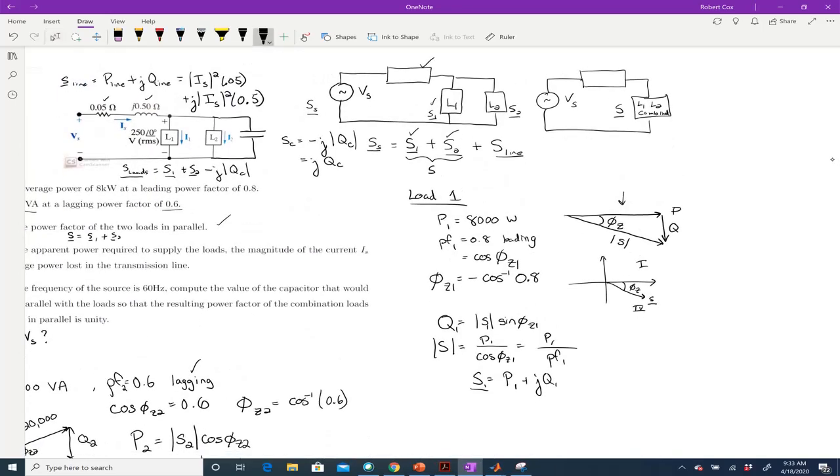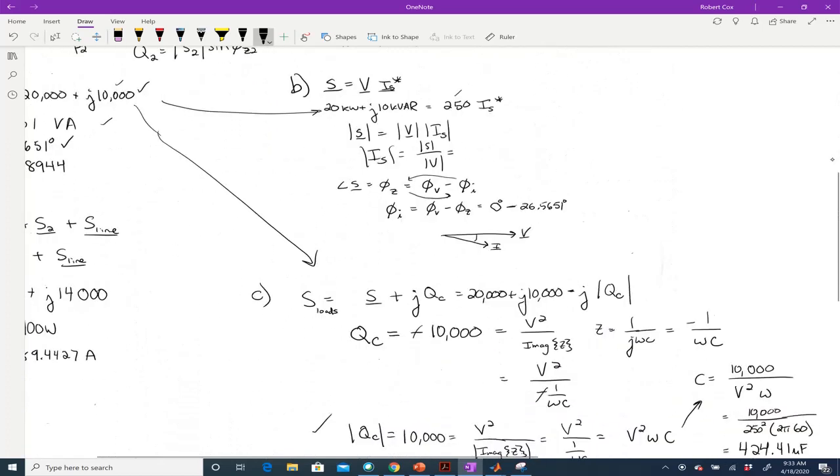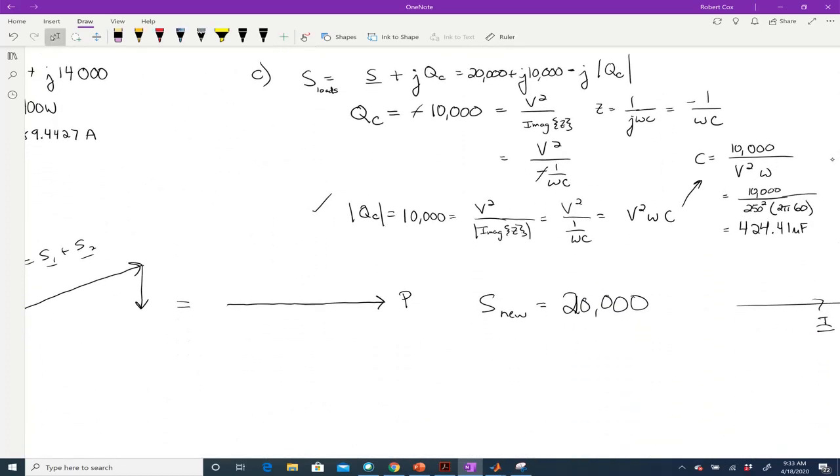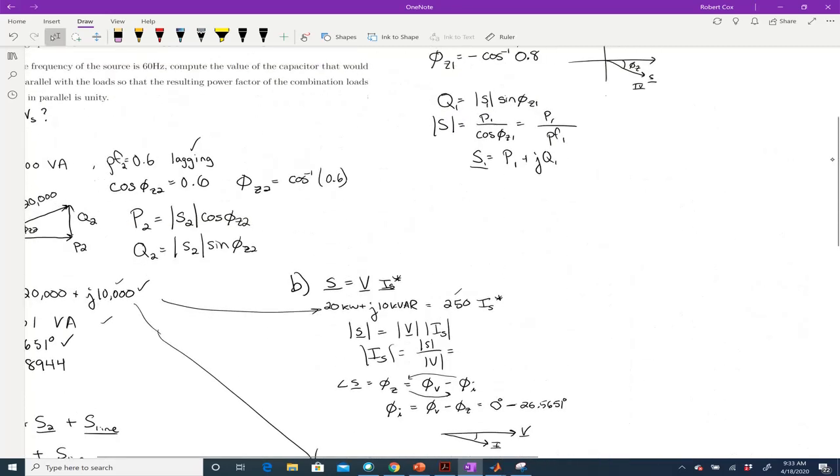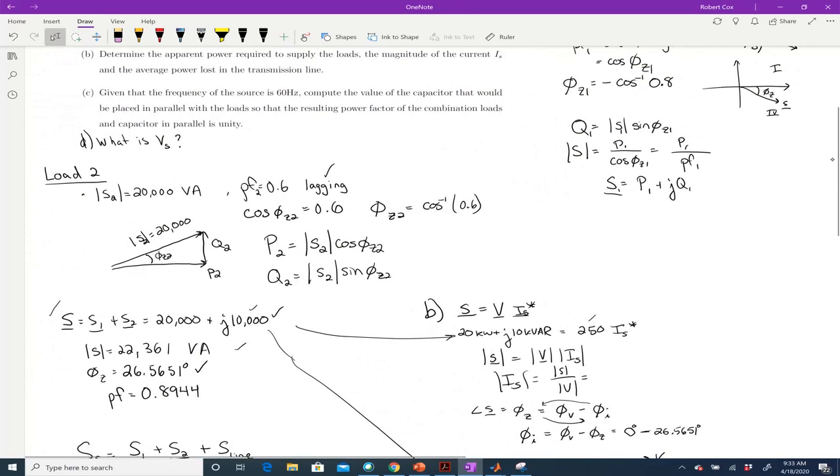So I've turned this system, from the perspective of the utility, into something that now looks like 0.05 and the inductor and a pure resistor. I don't know what the value of that R is, but as far as the utility is concerned, the combination of L1, L2, and the capacitor now looks like a pure resistor.